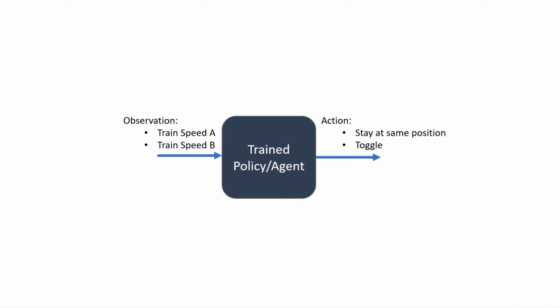Now, just to review what I've done: I have basically fed in the observation or state to the trained agent, and it produces an action. People might say, you don't need an AI for that. It's simply reading train speed and determining whether the trains will collide or not. Yes, you're right, you don't need an AI for it, but I'm just demonstrating the possibilities of it.